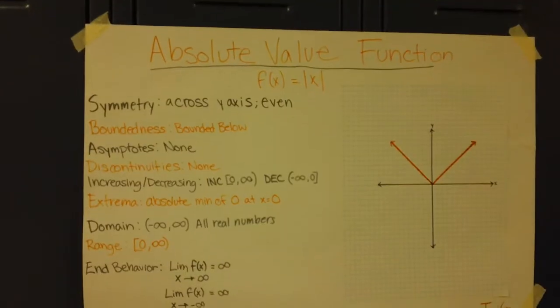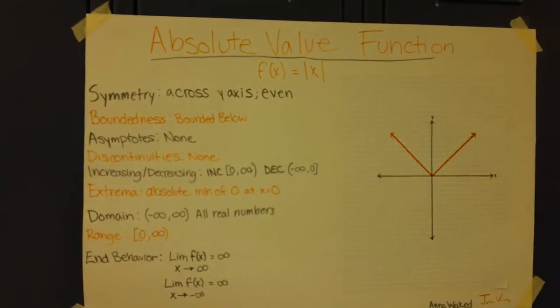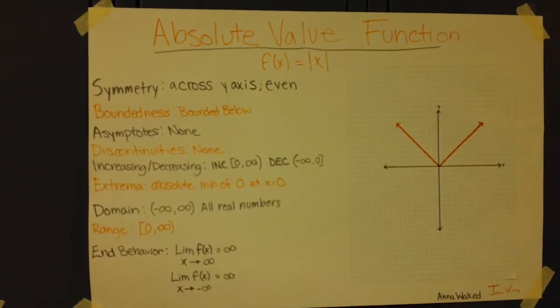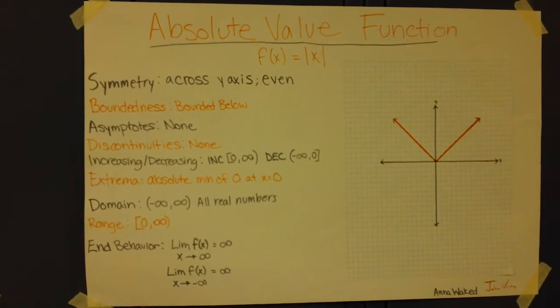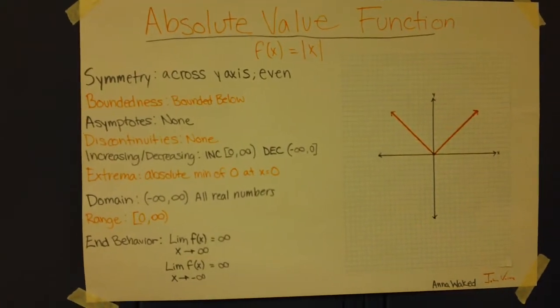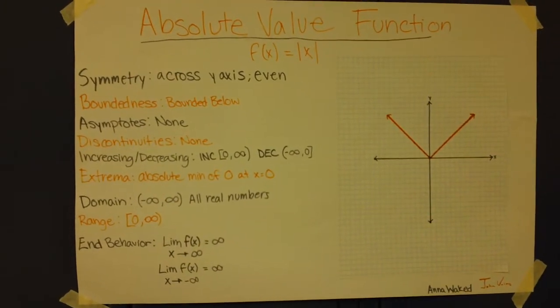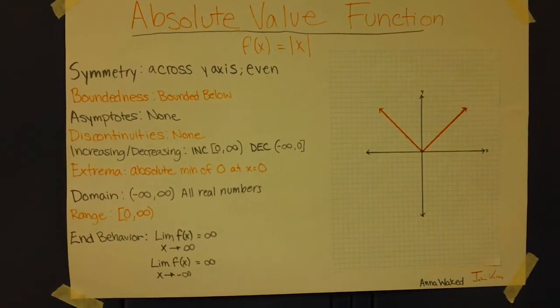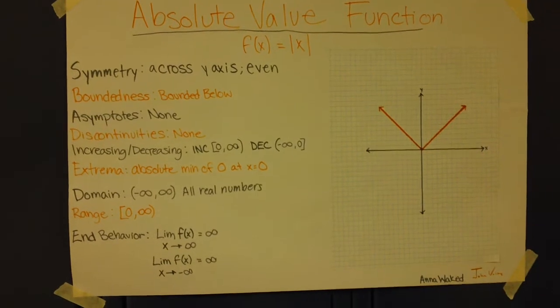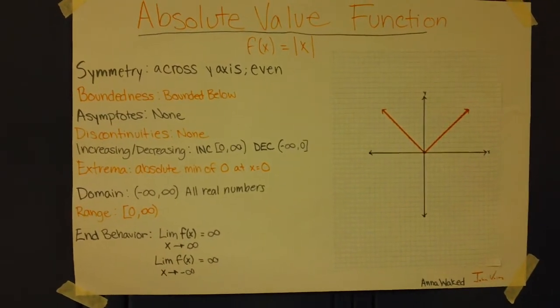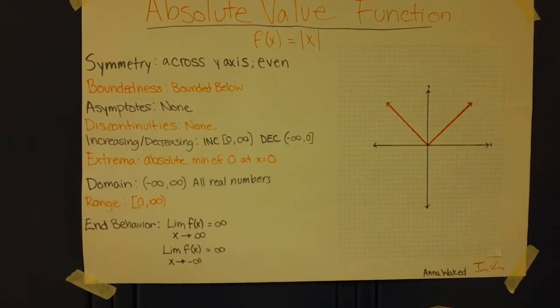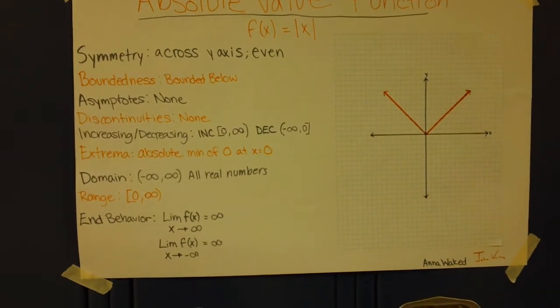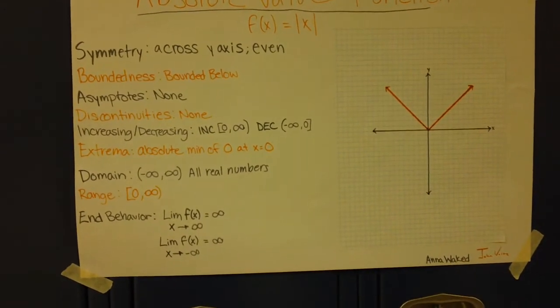The absolute value function is f of x equals the absolute value of x. There's symmetry across the y-axis, which is even. It's bounded from below. There's no asymptotes and no discontinuities, and it's increasing, including 0 to infinity, and decreasing from -infinity to including 0. The extrema is the absolute minimum of 0 at x equals 0.